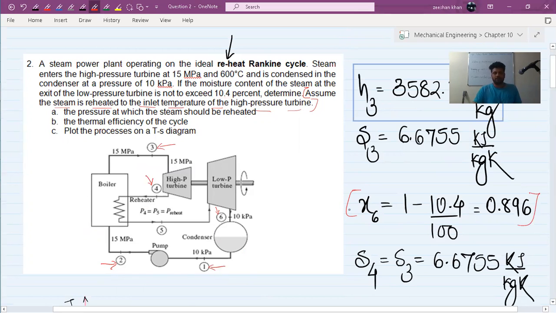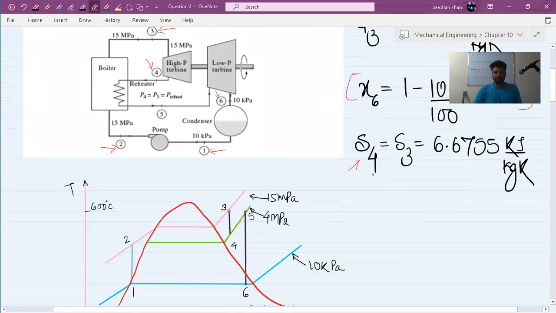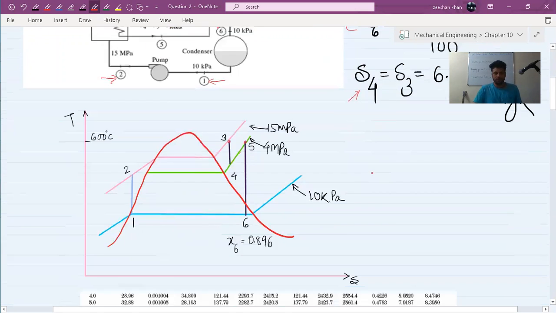That means the quality of steam is 1 minus 10.4 upon 100, and that gets us to 0.896. The quality of steam is going to be 0.896. Again, S4 must be equal to S3, and that is because the process is isentropic, and that actually leads us to the value of H4.